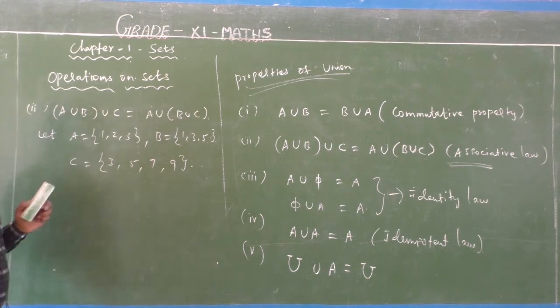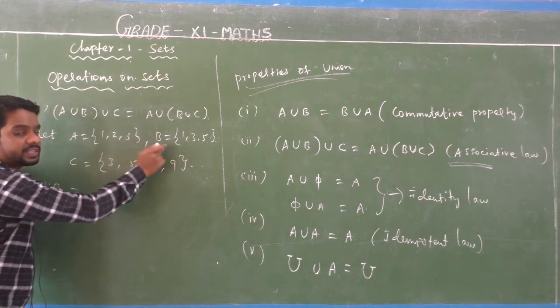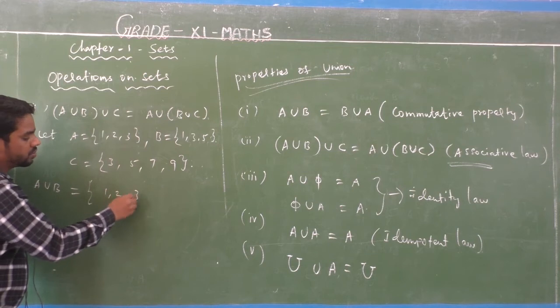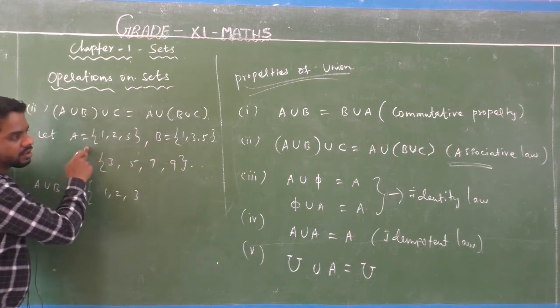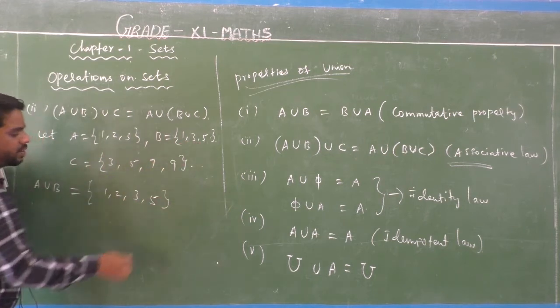So listen. A union B, union of two sets A and B. So 1, 2, 3 and 1, 3 also belongs to A, so common elements, remaining element 5. So 1, 2, 3, 5. This is A union B.